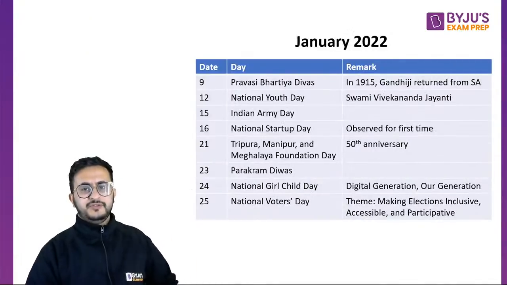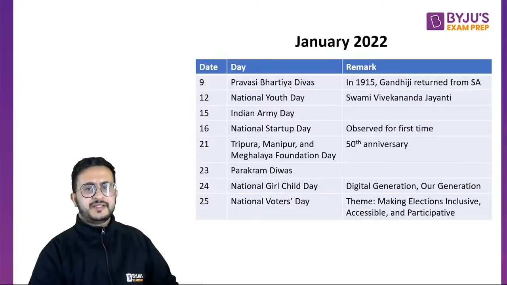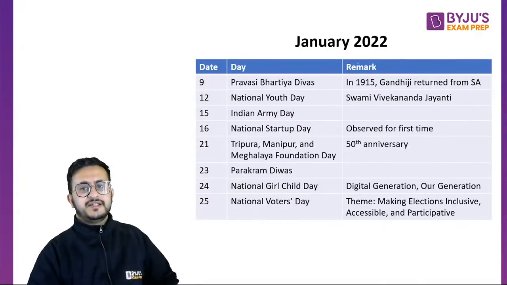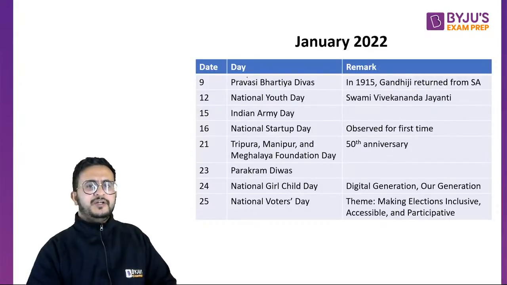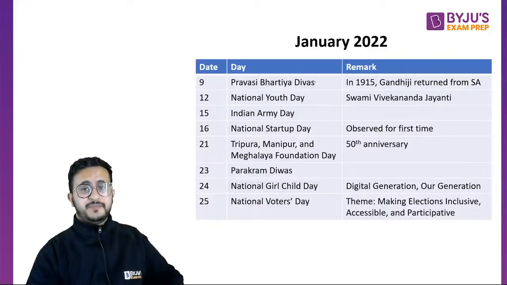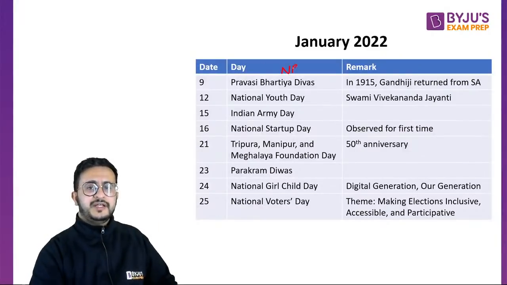Now in January, you have some important days like Pravasi Bharatiya Divas. The reason is in 1915, Gandhiji returned from South Africa on 9th of January. So the day is observed as Pravasi Bharatiya Divas, or you can also say NRI Day. The National Youth Day is the birth anniversary of Swami Vivekananda, observed on 12th of January. Indian Army Day is on 15th of January.